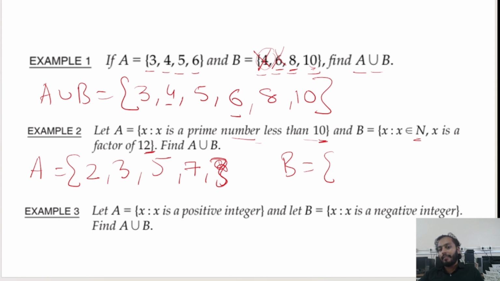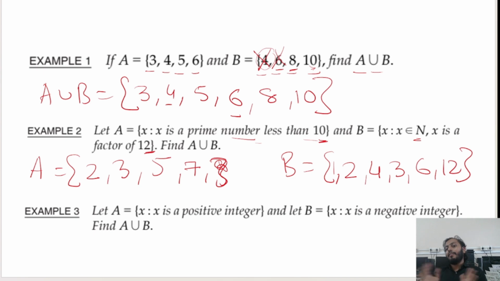Factors of 12 are the numbers which divide 12. So I can say 2 is the first factor. I'm talking about natural numbers. I can say 4 is the second factor. 3 is also a factor. 5 is not. 6 is another factor, and 12 is another factor. These are the factors of 12: 2, 4, 3, 6, 12. Even I can say 1 is also a factor. Yeah, 1 is a factor of everything.